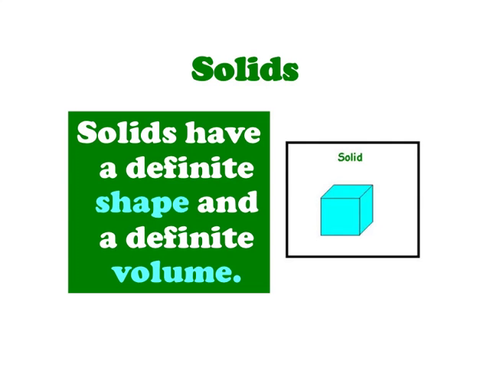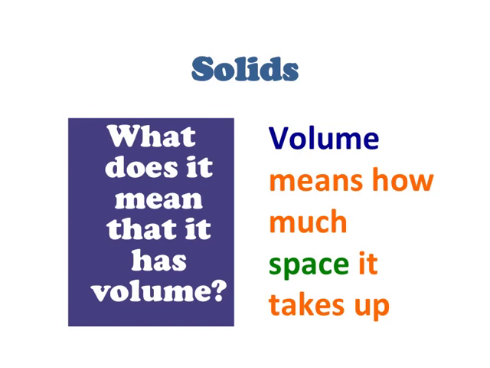Now we're going to look at each one of the phases or states of matter separately, beginning with solids. And solids have a definite shape and a definite volume. So if you take a look at the shape of this cube, it doesn't matter how I move it around, it's not going to change, and the volume is going to stay the same. What does it mean that it has a volume? Remember that volume means how much space it takes up. And in a solid, even if I move it around, that volume is going to stay the same.